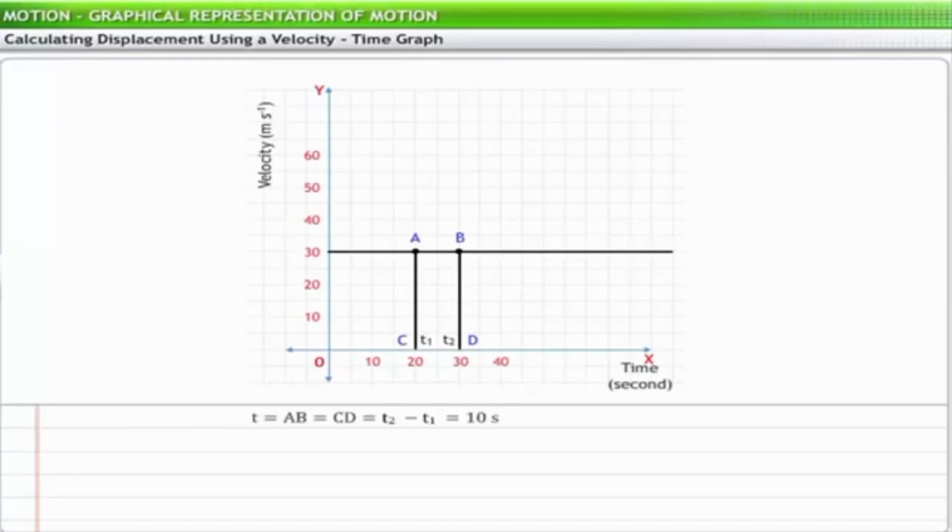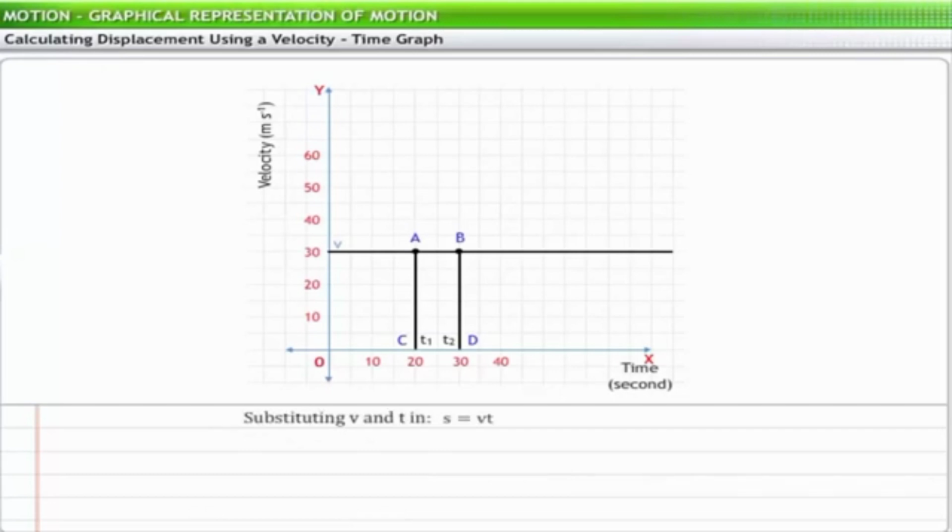Since the car is moving with a uniform velocity, the magnitude of its velocity is the same at all points on the graph. Velocity v is equal to AC is equal to BD is equal to 30 meters per second. By definition, the velocity of an object is the ratio of displacement to time. Therefore, we can say that displacement is the product of velocity and time taken.